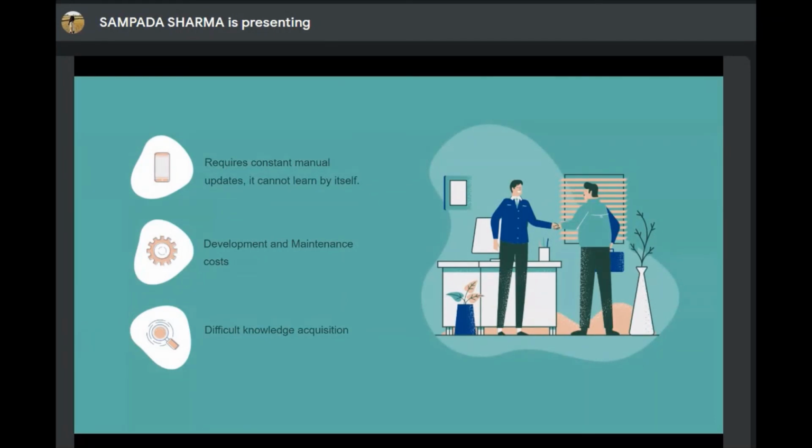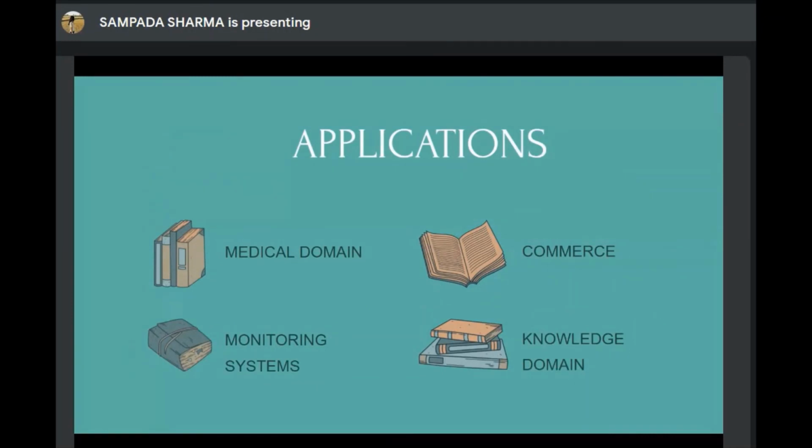Applications. It can be used in the medical domain, in diagnosis systems to deduce the cause of disease from data. In commerce, detection of possible fraud and suspicious transactions, maybe regarding the stock market, airline scheduling, cargo scheduling, and monitoring systems. It can compare data continuously with observed systems. In the knowledge domain, finding faults in vehicles or computers.